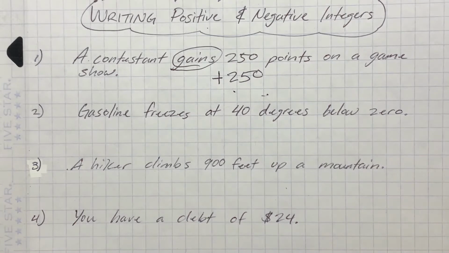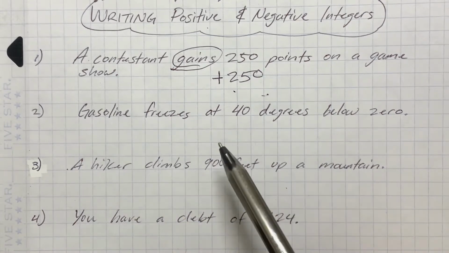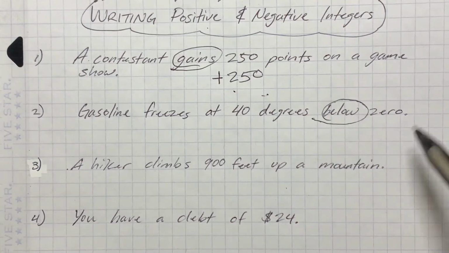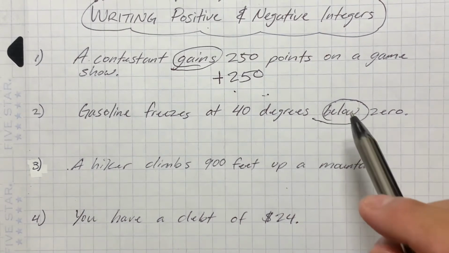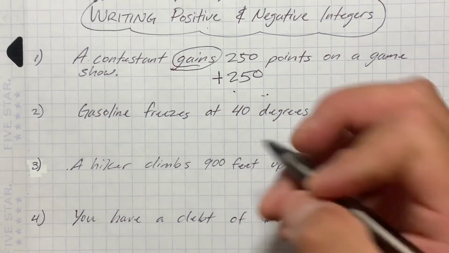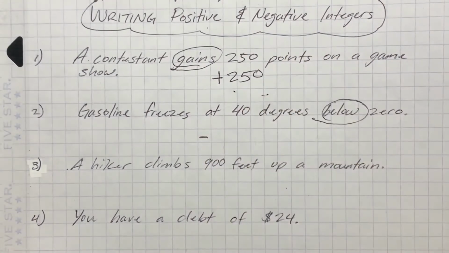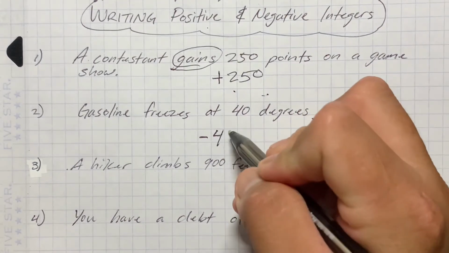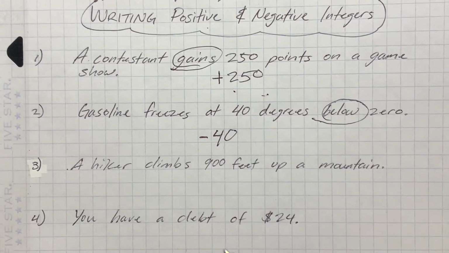So let's look at number 2. Gasoline freezes at 40 degrees below 0. The word below tells us that's going to be negative. We decrease that number, and the gasoline freezes at 40 degrees below 0. Minus 40.